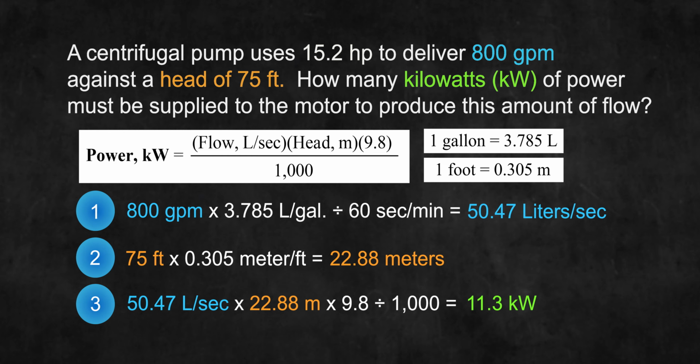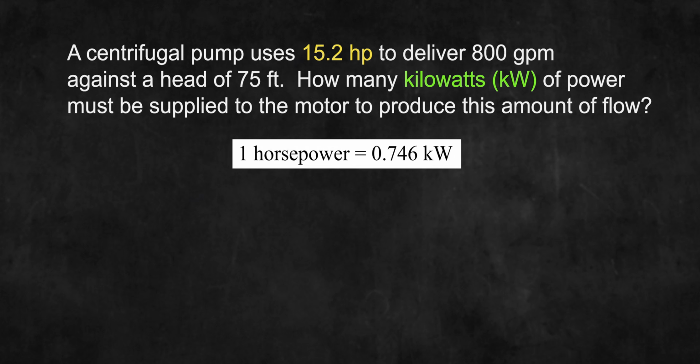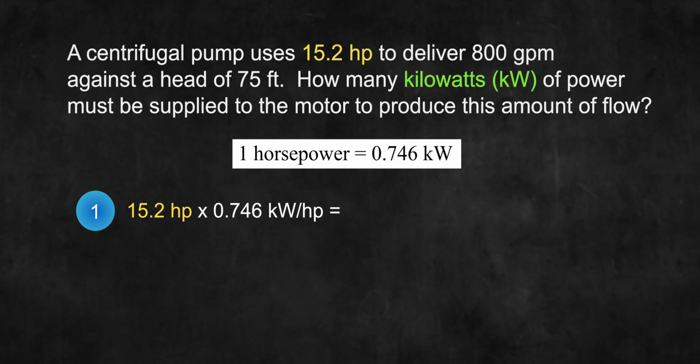Alright, so that was the long way of solving this problem. I wanted to show this way because it's important when working in wastewater to be able to convert between imperial and metric. The short version is just one step. We'll use the horsepower to kilowatts conversion factor that you can find in your exam formula packet. In this step, we take the 15.2 horsepower being used by the pump and multiply it by 0.746 kilowatts per horsepower conversion factor, yielding the same answer as before, 11.3 kilowatts.